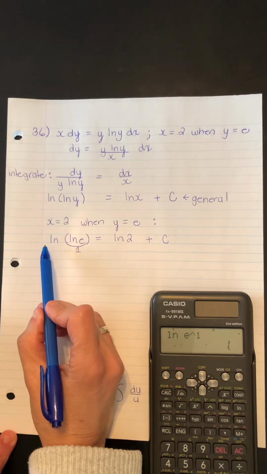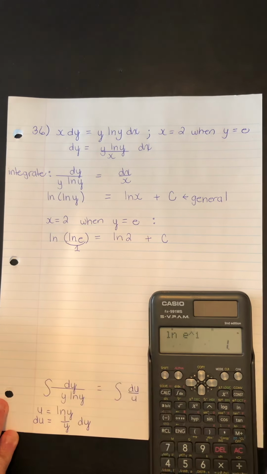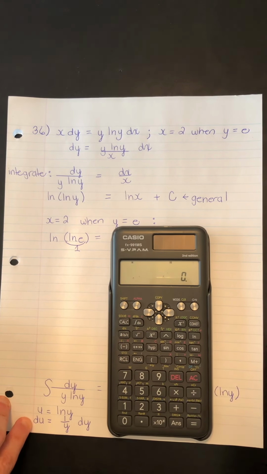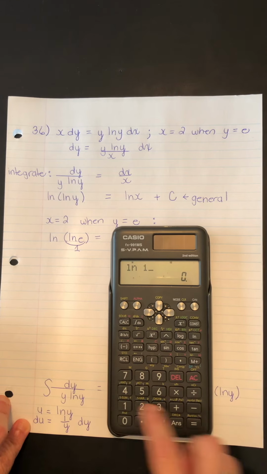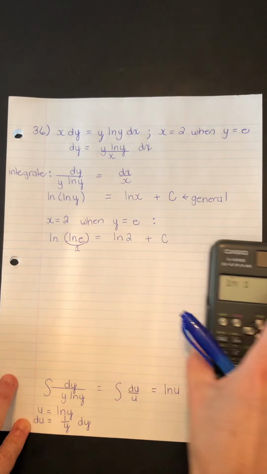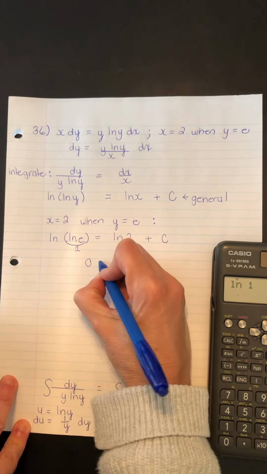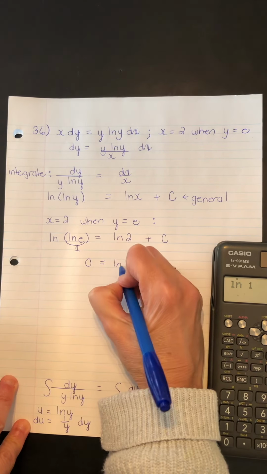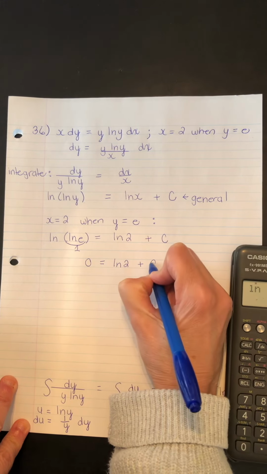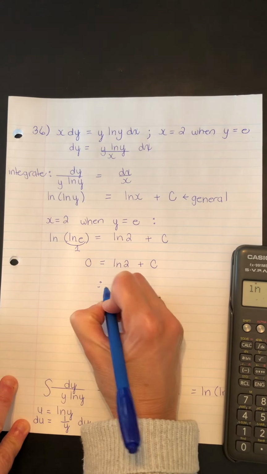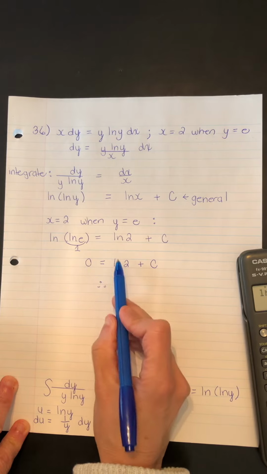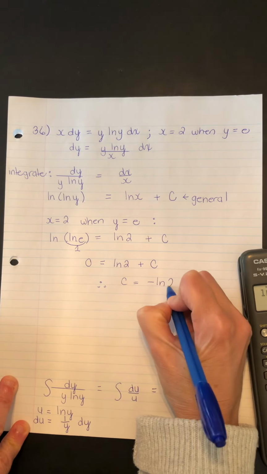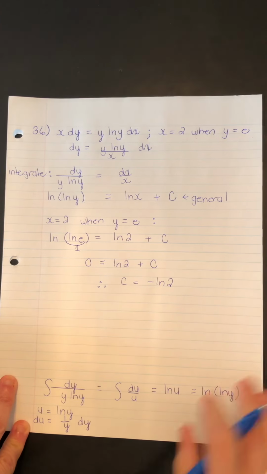And so now this left side is now the ln of 1. And again, you might know that that's 0. But if you didn't, you could punch that in also. The ln of 1 is 0. Okay, so we have 0 on the left side. On the right side, we have ln 2 plus c. And so that means the value of c is 0 minus ln 2. So that's our value of c.